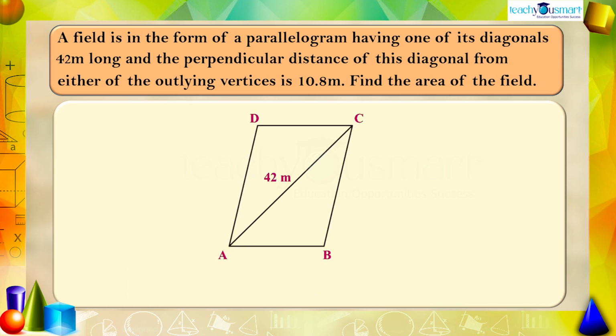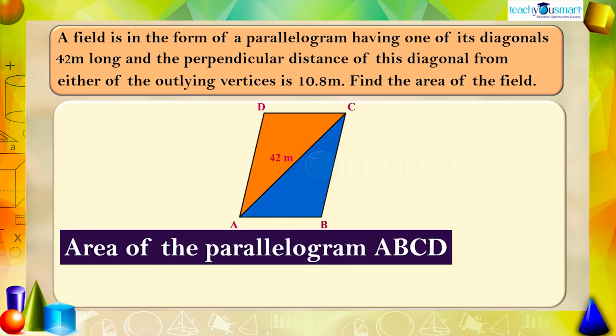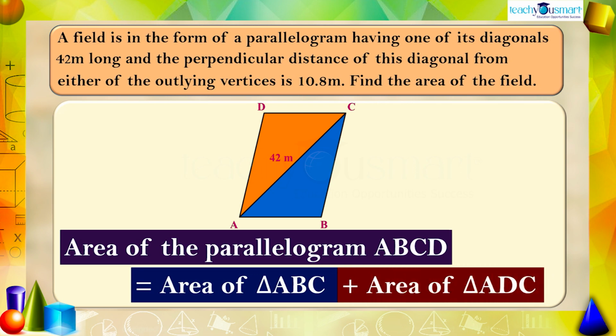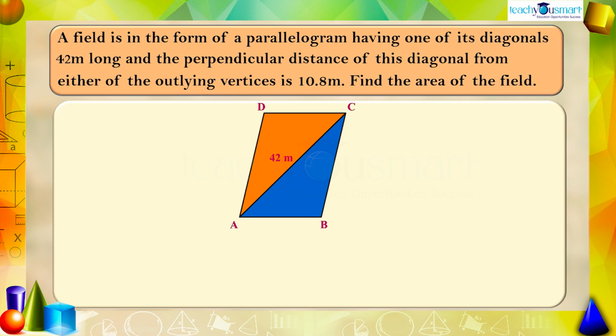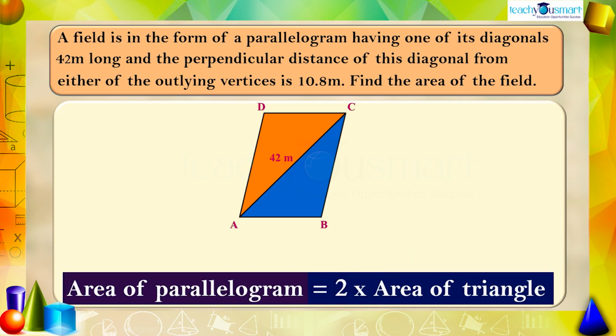But how? Let's see. Since AC divides the parallelogram ABCD into two congruent triangles, triangle ABC and triangle ADC, the area of parallelogram ABCD is the sum of the areas of these two triangles. Since triangles ABC and ADC are congruent, the areas of these two triangles are also the same. So the area of the parallelogram equals 2 multiplied by the area of the triangle.